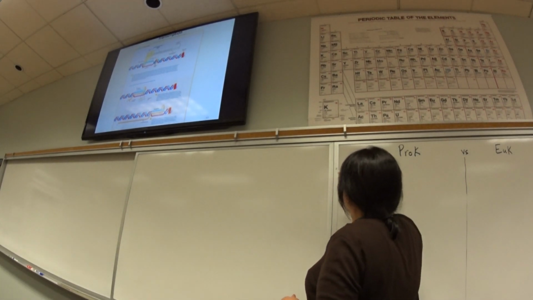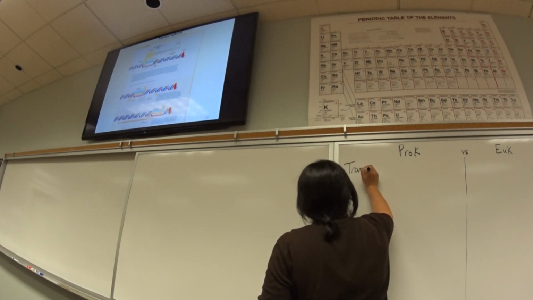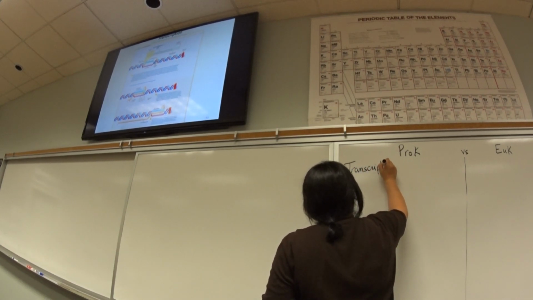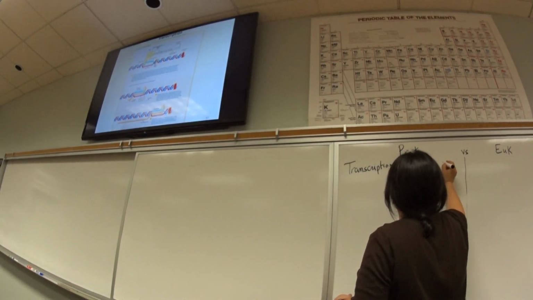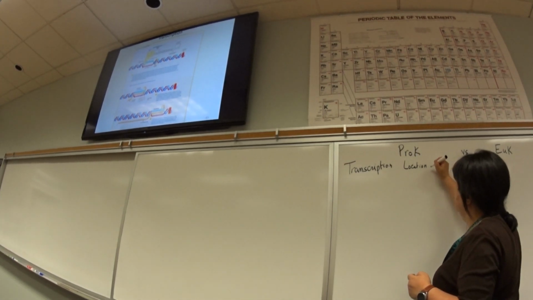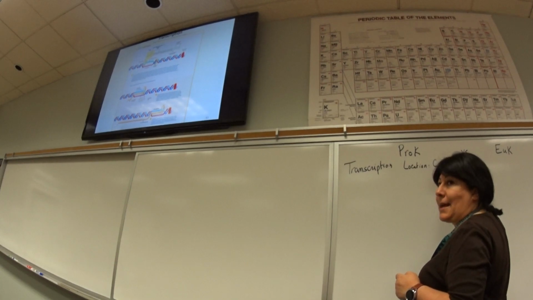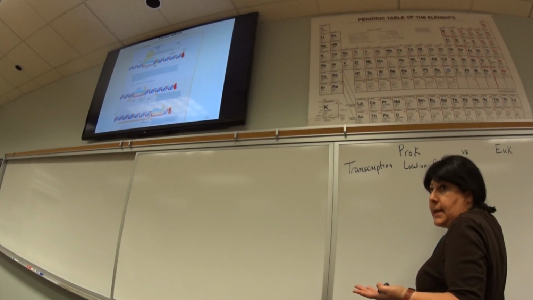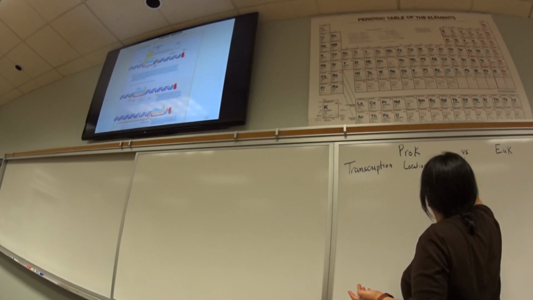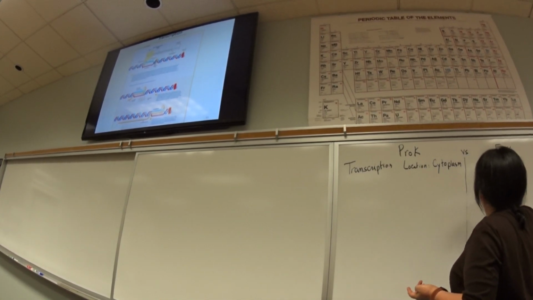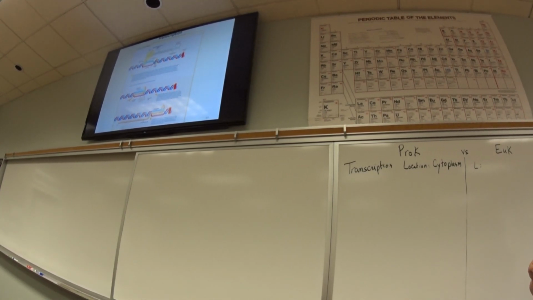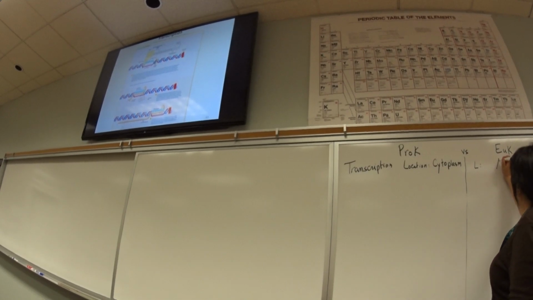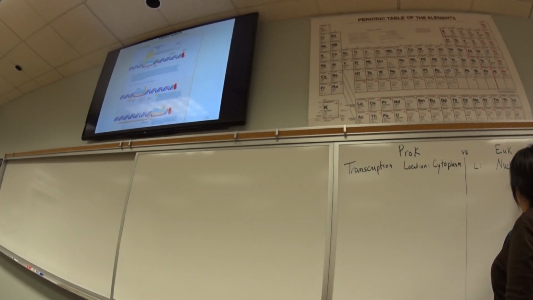First, the process of transcription. The location, for the prokaryote, is the cytoplasm. That's where their circular DNA is. What about for us? Where is transcription happening? Where are our chromosomes in our cells? Nucleus. So transcription for us happens in the nucleus.